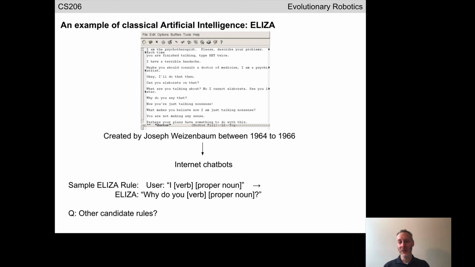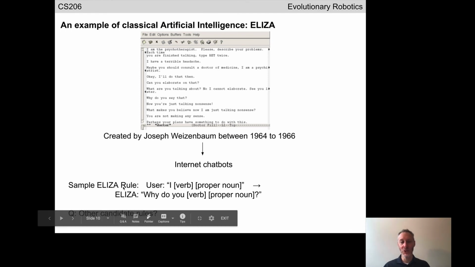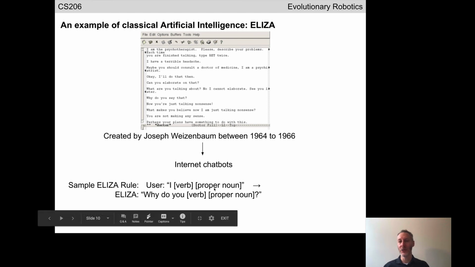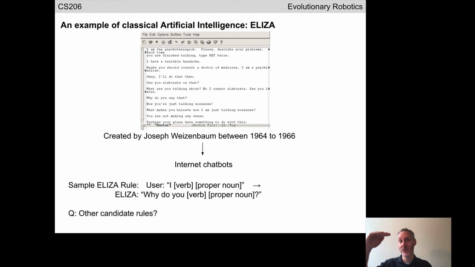So Eliza was a computer program built up of a huge number of if-then-else statements, where the if blocks were looking for certain combinations of verbs and proper nouns. And if that pattern was detected in the language coming in from the human interlocutor, the human that was talking, Eliza would rearrange the verbs and proper nouns, and maybe add an adverb here and there and put a question mark at the end and output that sentence.